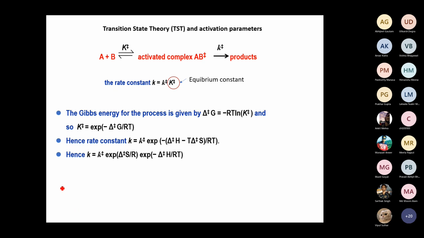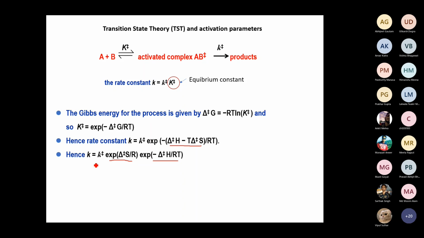So this is correct because there is another bracket. So del G equal to del H minus T del S, right? So the overall rate constant K is equal to K_HS into e to the power del S by R into e to the power minus del H by RT. These are very simple reductions, nothing fancy, right?